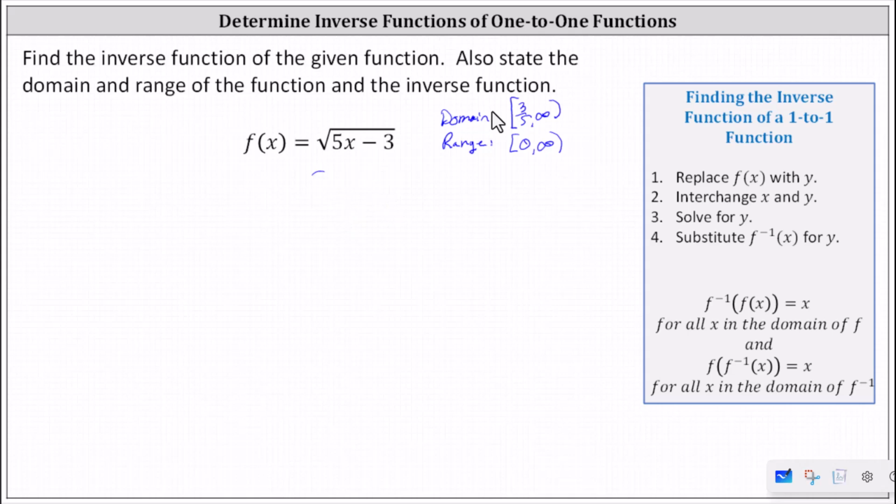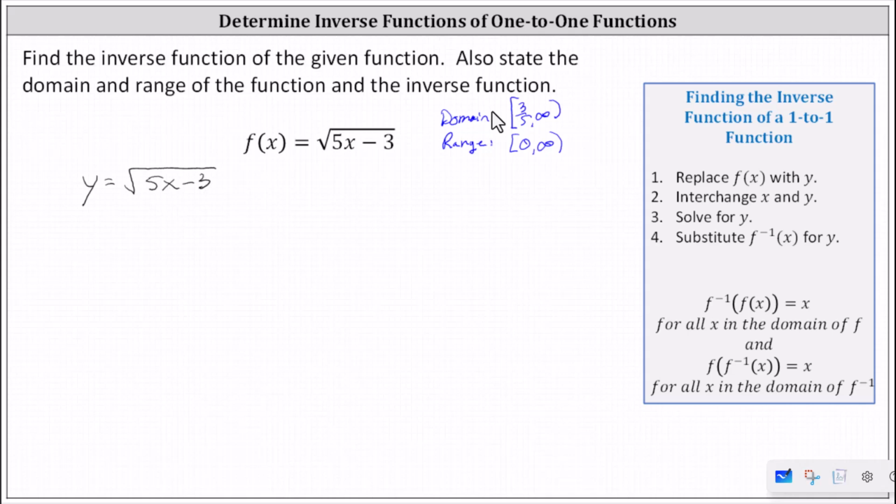Remember, once we find the inverse function, the domain of f of x is the range of f inverse of x, and the range of f of x is the domain of f inverse of x. And now let's determine the inverse function. Step 1, we replace f of x with y, giving us y equals the square root of the quantity 5x minus 3. This is the same as the original function.